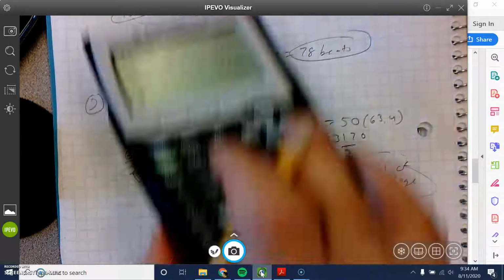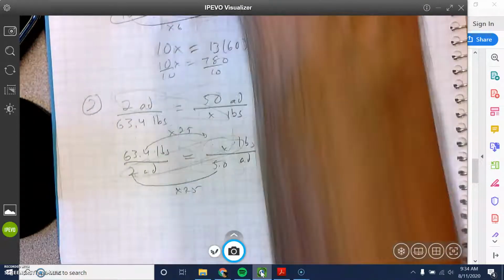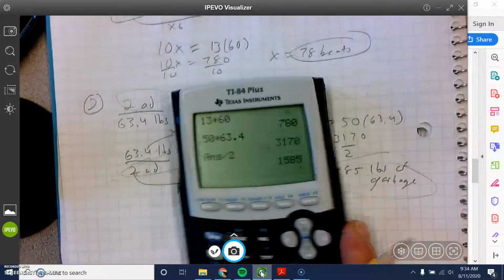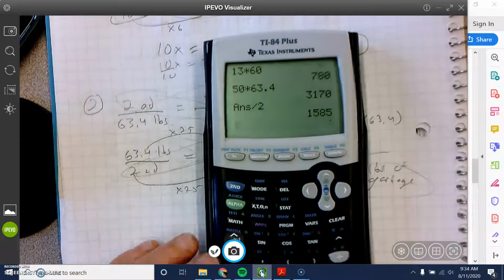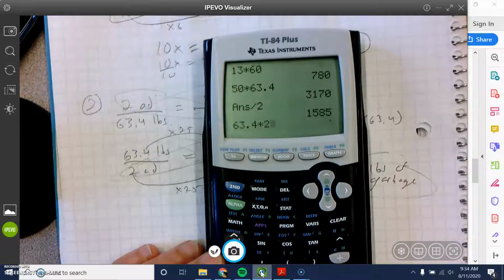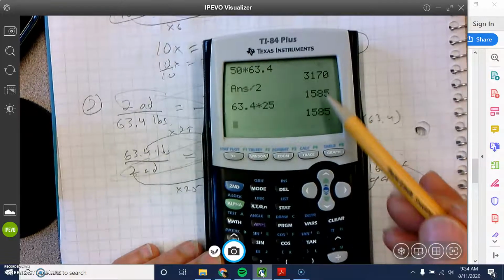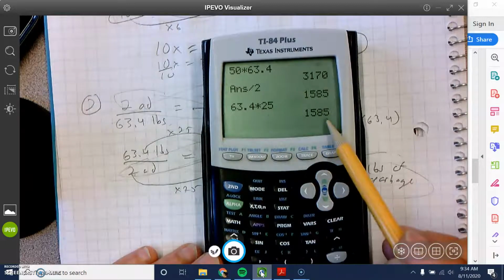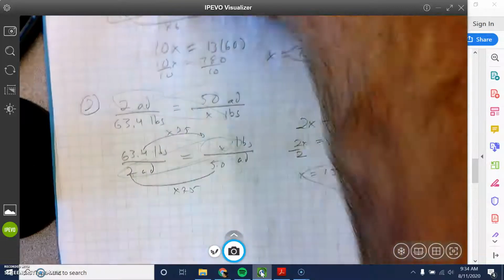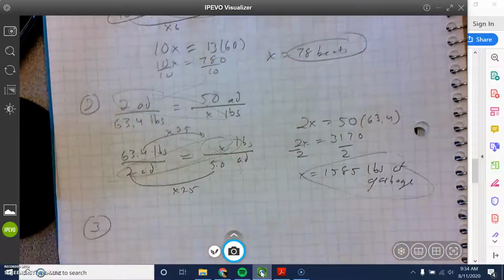There you go, for 50 adults. So let's see if that actually works. Let's do this times 25. So 63.4 times 25. Would I get the same answer if I did that? 63.4 times 25. Bam. I get the same thing. So no matter what I do, whether I cross multiply right here, or if I look at the relationship between numerator and denominator, I can get the same answer. Cool. All right, number 3. On the roll.